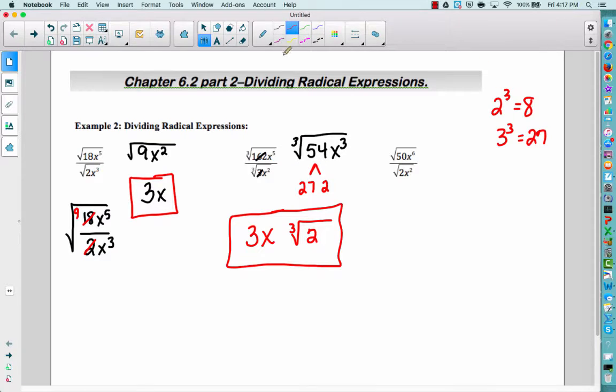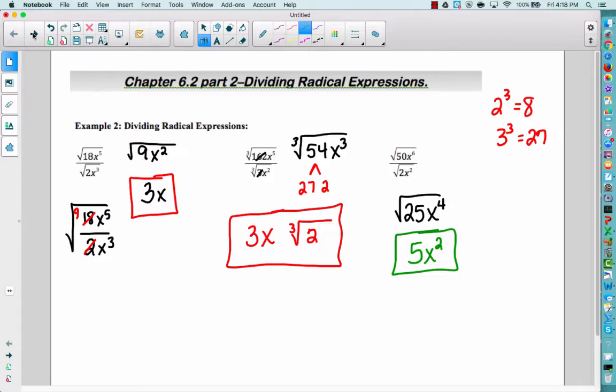All right, the square root of 50x to the 6th over the square root of 2x squared. The indexes are the same, so I can divide them. 2 goes into 50 25 times. I see the exponents. I bring the smaller to the larger and subtract, and I get x to the 4th power. All right, I take the square root of 25, which is 5. I take x to the 4th. I divide 4 by 2, which gives me x squared. No more radical because those are perfect squares.